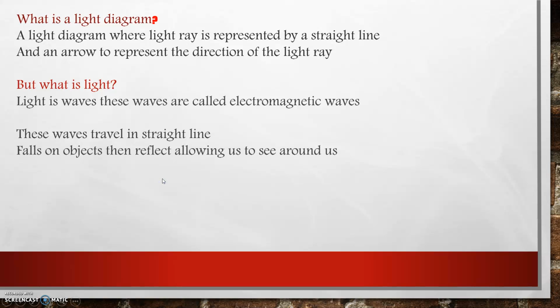So now, what is light? If we're going to talk about the light, we have to understand what is light and what is a light diagram. First, light. Light actually is waves. These waves are called electromagnetic waves, like the waves coming from the sun, which is the main source of energy, heat, and light on our planet. These waves travel in a straight line, as we have learned before. These lines, or these rays, or light in general, fall on the object and then reflect, allowing us to see what's around us.